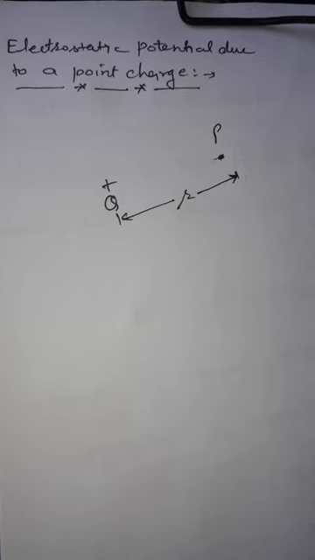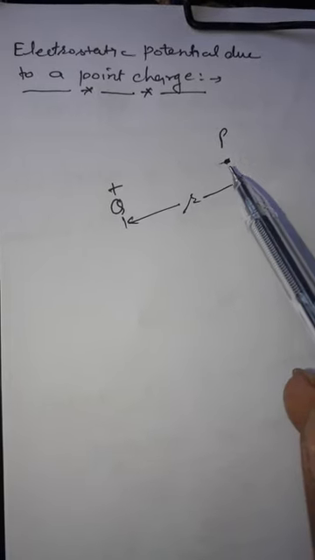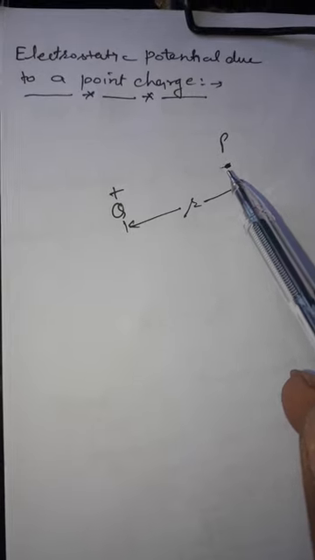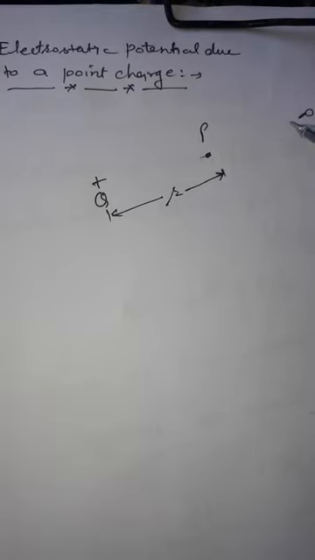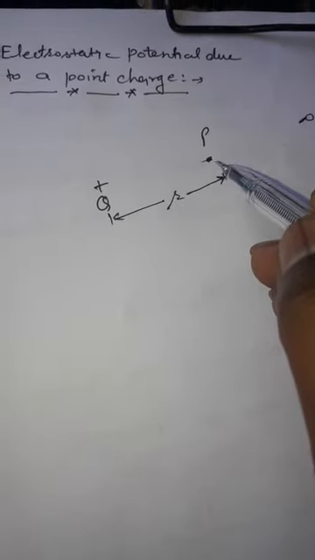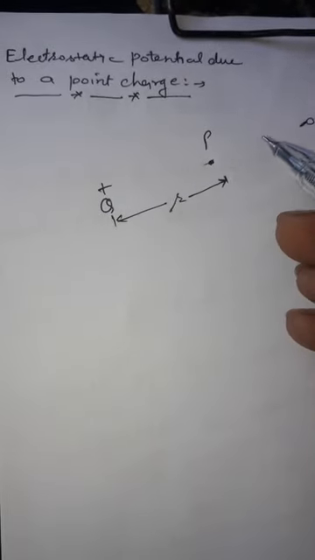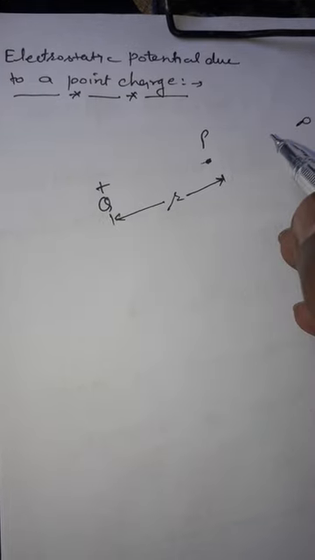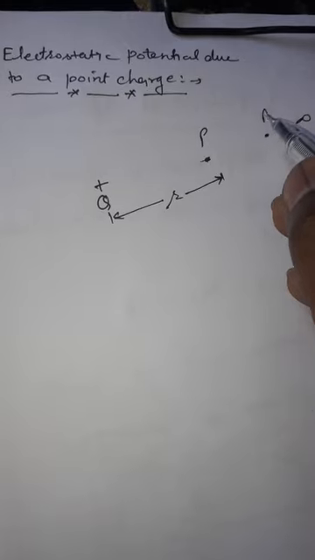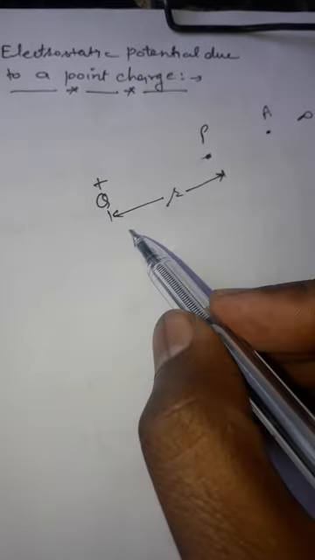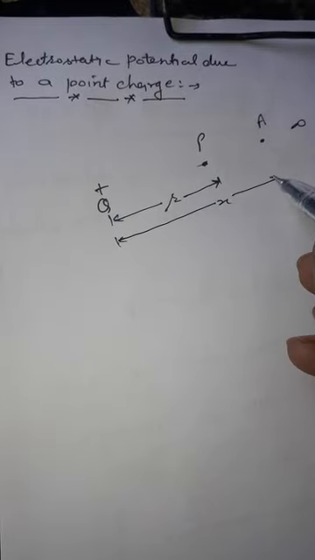Now, from the definition, we know that potential is the amount of work done on a unit charge in bringing it from infinity to this point. Let this be a point at infinity from the charge plus q. Now, if we consider some intermediate point, say point A, which is at a distance, say x, from the charge.